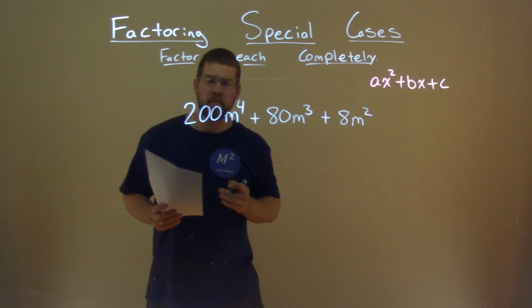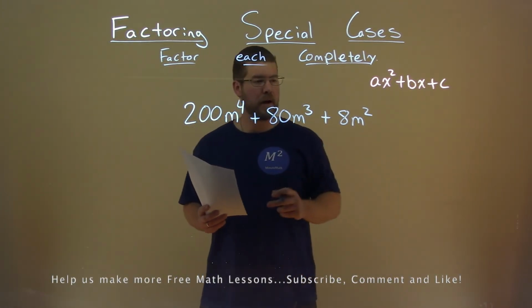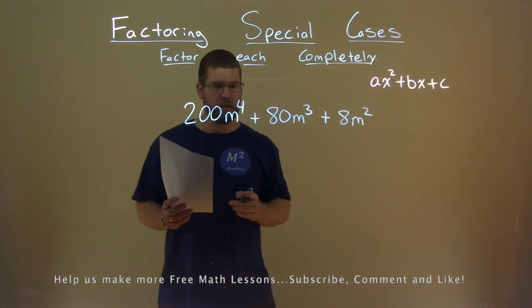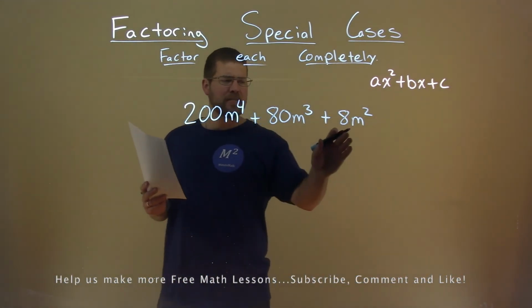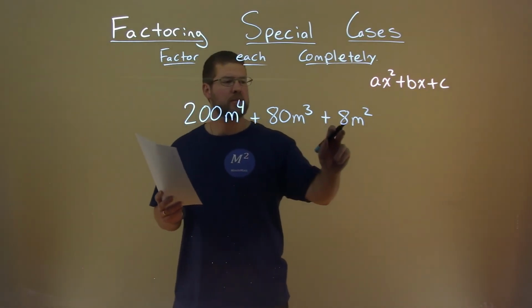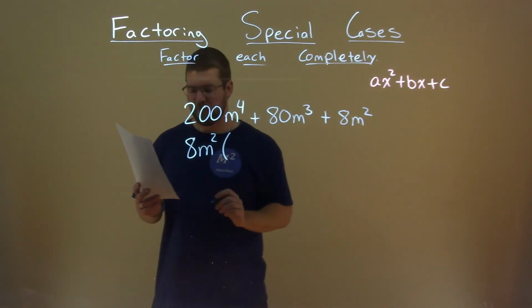We're given this problem right here. 200m to the 4th power plus 80m to the 3rd power plus 8m squared. And we have to factor this completely. But I want to see if I can pull out a common factor right from the beginning. 8m squared actually goes into all parts. So if I pull out an 8m squared, what am I left with?